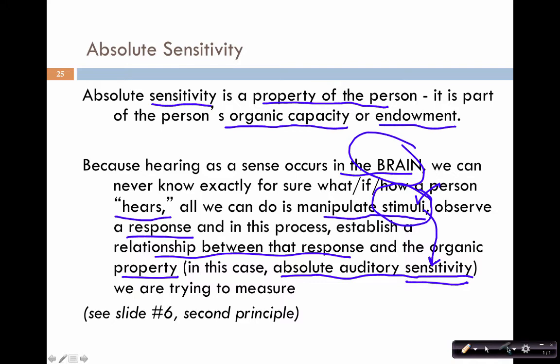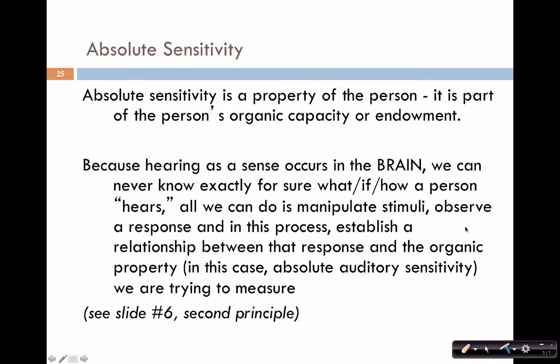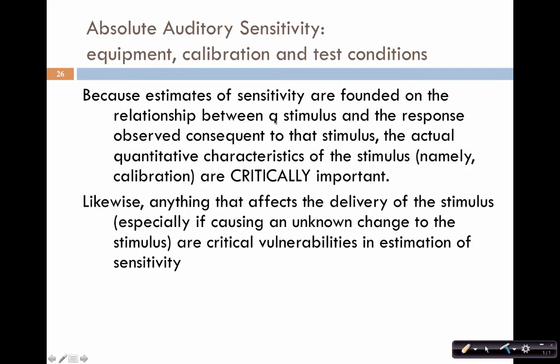And even if we could stick a needle or something in the brain to measure neural activity in the part of the brain that's responding to sound, that still doesn't tell us exactly what that experience is that the person's having at that particular point. When we think about estimates of sensitivity, we're looking at the relationship between the stimulus and the response, and therefore the characteristics of the stimulus are critically important. And again, that ties back to the comments that we've made to you, that's why acoustics is so important to audiometry and to the practice of audiology.